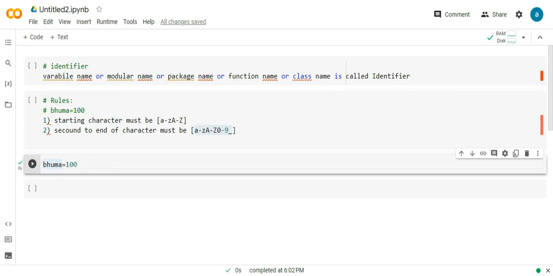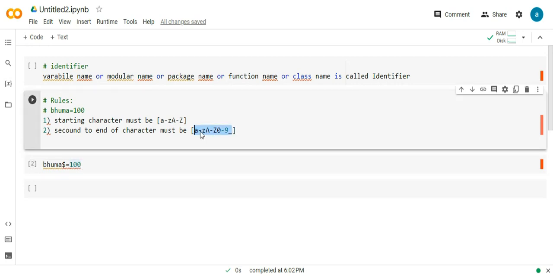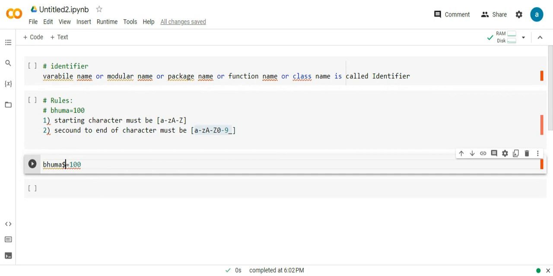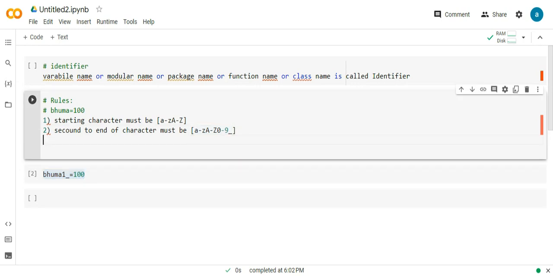For example, I will put a dollar symbol. Because dollar is not allowed, it is automatically highlighted in red color. That is the problem. Only these things will be allowed. For example, if you put booma1, or put underscore, all of these are allowed. The third one: no limit for length.